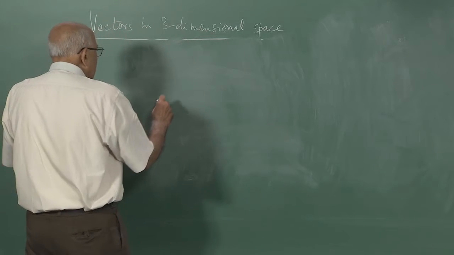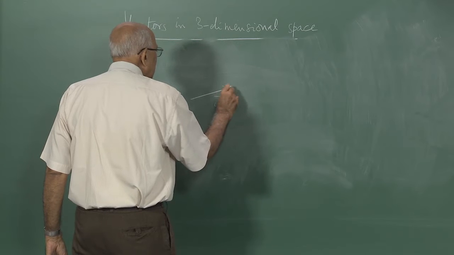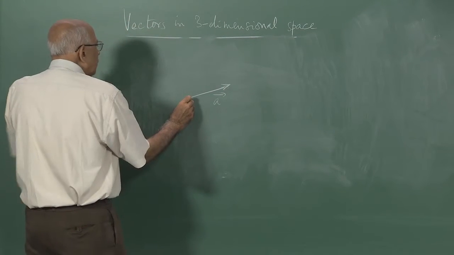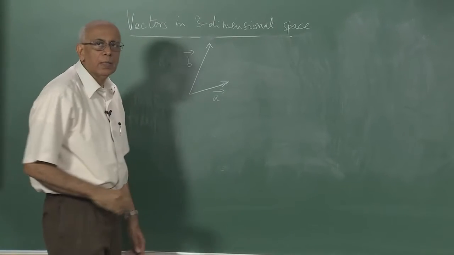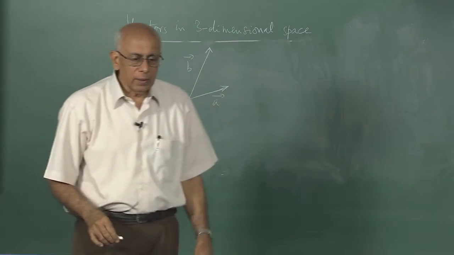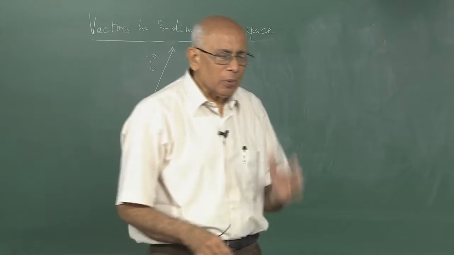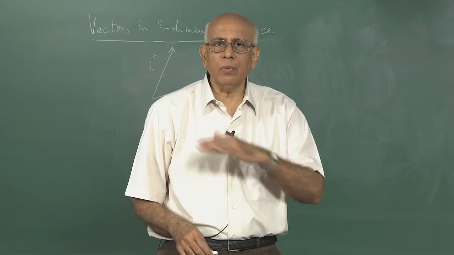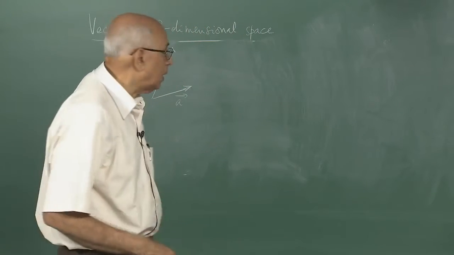Suppose I give you in 3-dimensional space a vector A and another arbitrary vector B in this fashion. I could ask the following question: how much of this B points along A? What is the projection of the vector B along A? What is the component of B along A? That is a question which arises in practice very often.